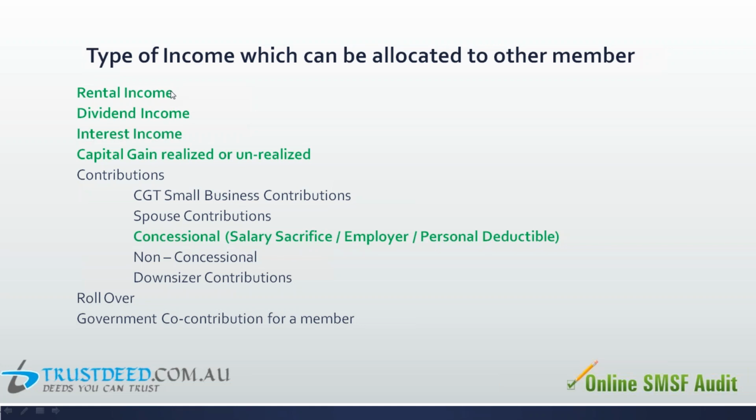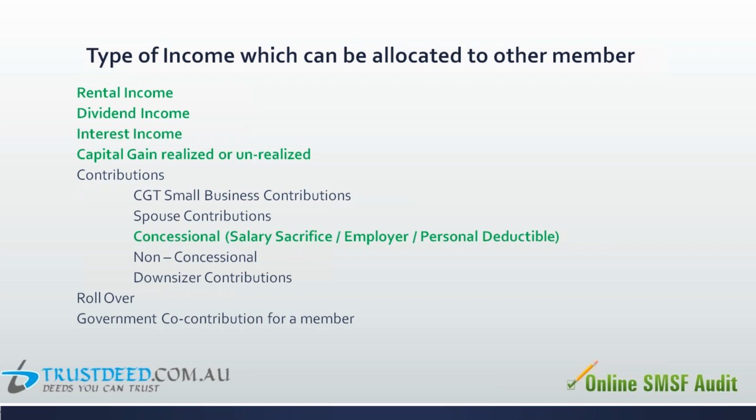We've seen all different types of income which go into the operating statement: rental income, dividend income, interest income, capital gain, realized or unrealized. Now let's look at contributions. What type of contributions can a fund have? We know that for small business, there's a relief, so there could be CGT, small business contribution. These contributions cannot be allocated to another member. Spouse contributions cannot be allocated when a spouse contributes for you.